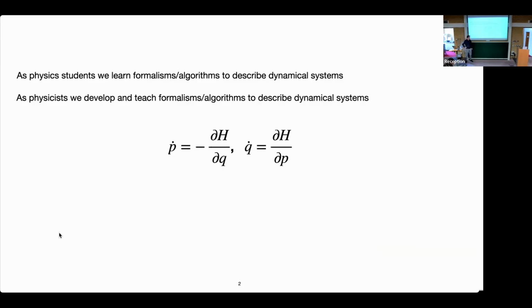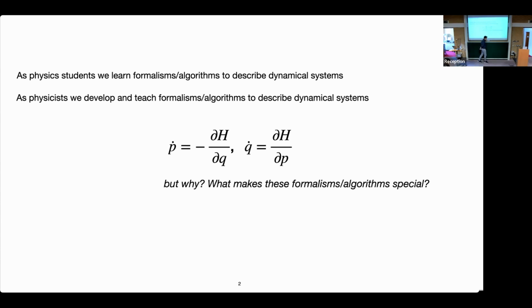So let's start very simply. As physicists, we often come across and use formalisms and algorithms to describe dynamical systems. As students, we are taught to learn them, and as physicists, we try to develop or apply them. One example could be the Hamiltonian formalism, Hamiltonian dynamics, where we have a very good prescription of how to describe dynamical systems.